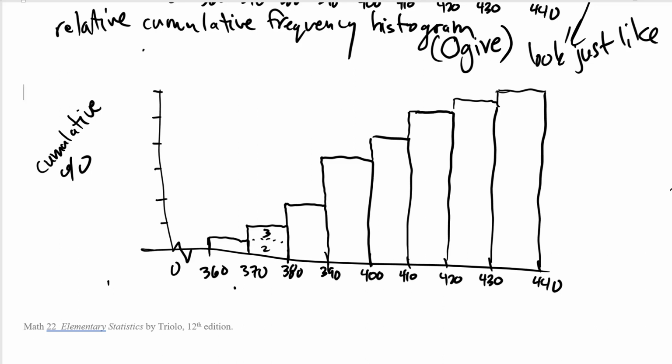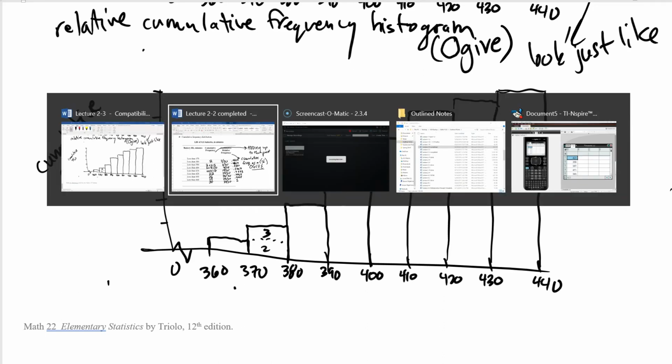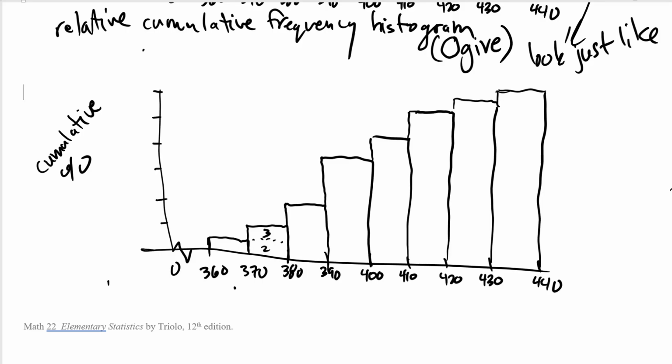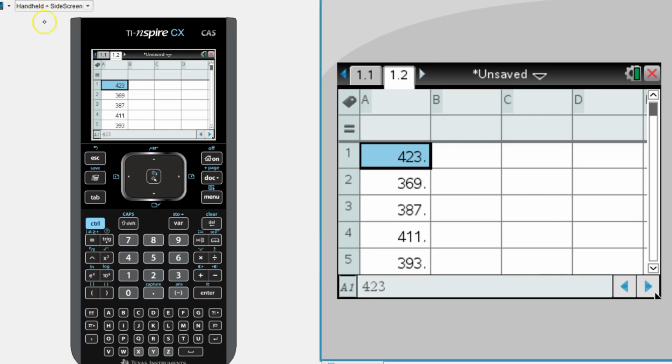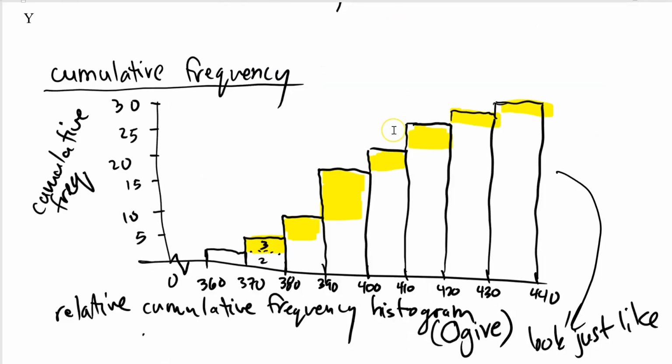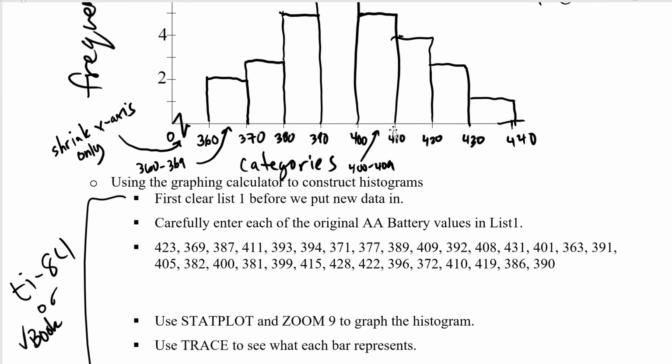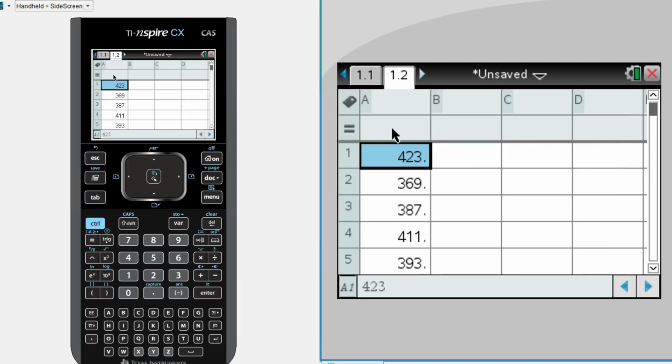I do want to talk a little bit about technology because everything I'm showing you now is going to help you on the quiz and on the test. But I don't want you to have to do all these by hand. That's not realistic. So what we do is we're going to use some technology. Let me find that here. There we go. So I've taken a moment and I've typed in all the numbers. Okay, so if you need to pause the video, you can. But these are all the numbers that we've had before, and we're going to type them in. So 423, 369, 387. There should be 30 numbers in total.